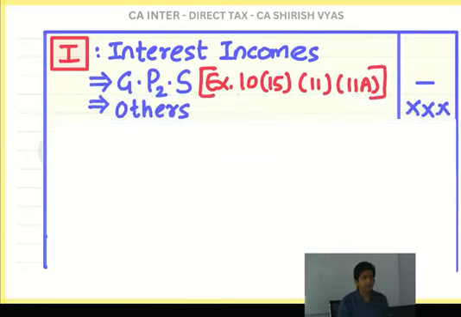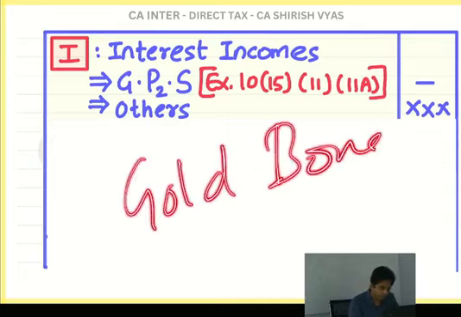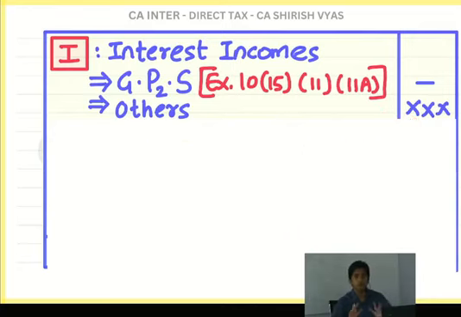Can you see GPS? GPS is a short form. Under GPS, there are certain items of interest income which are tax-free. I'll tell you the full form. Look, G for gold bonds. Interest on gold bonds. You know what gold bonds are? In this, you have to invest gold. Generally you invest money, but gold bonds are bonds where you give your gold to the government.